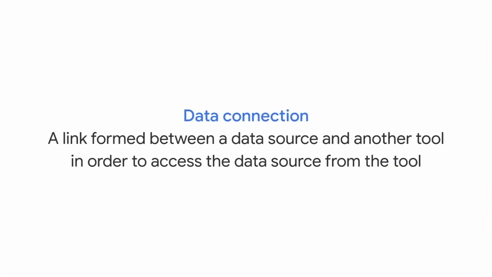A data connection is a link formed between a data source and another tool in order to access the data source from the tool. In order to view and interact with your data, you will want to work with a tool that allows you to easily connect to all of your data systems from a single place. Usually, this is a business intelligence or analytics tool from which you want to be able to connect to all of your business's data in order to create dashboards, reports, pivot tables, or other types of analysis. These tools provide data connectors to let you access the data you might have in transactional databases, cloud storage, or other storage systems.